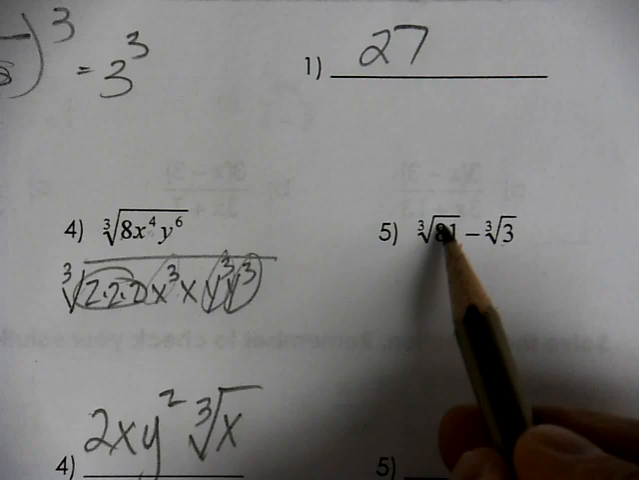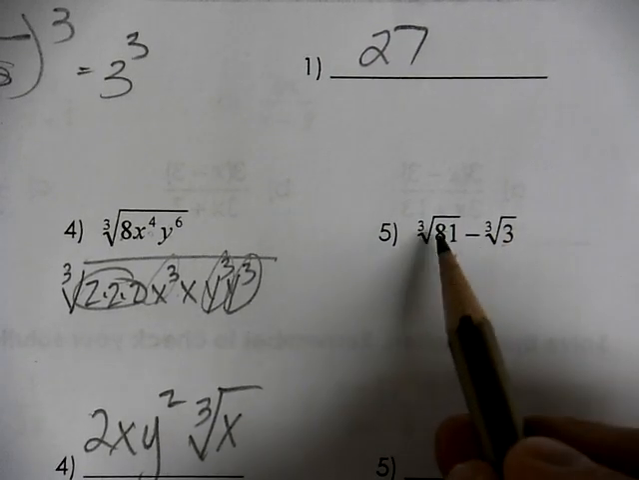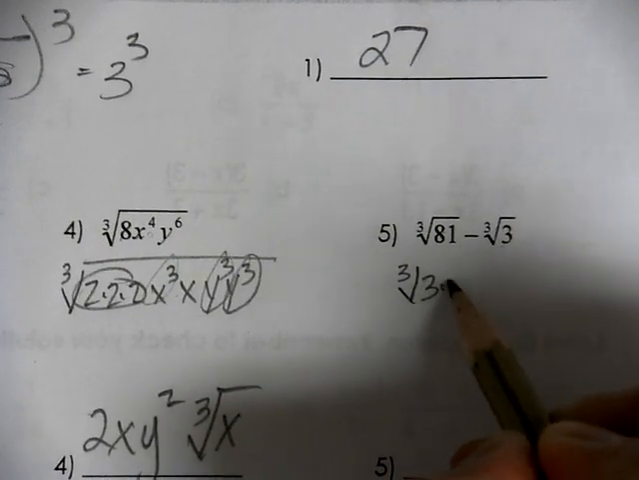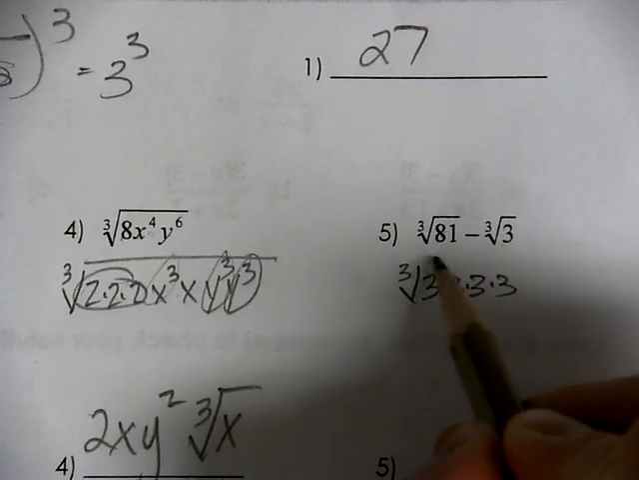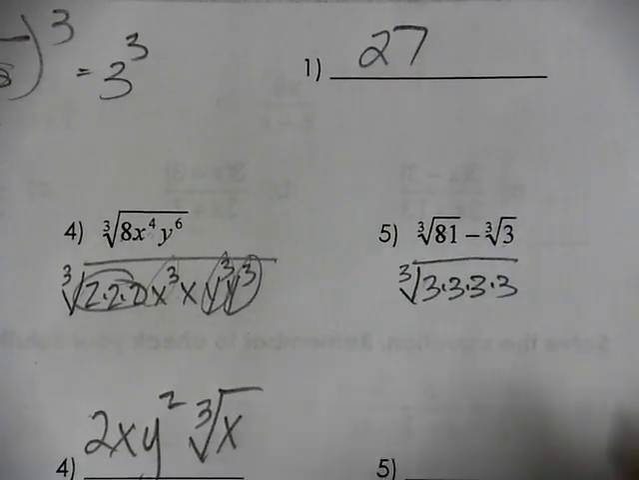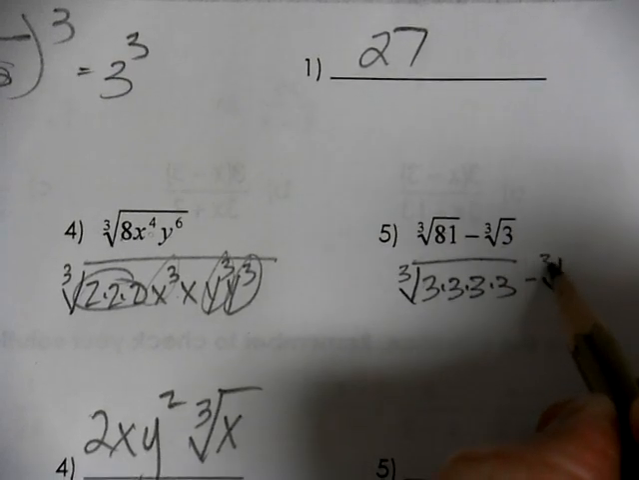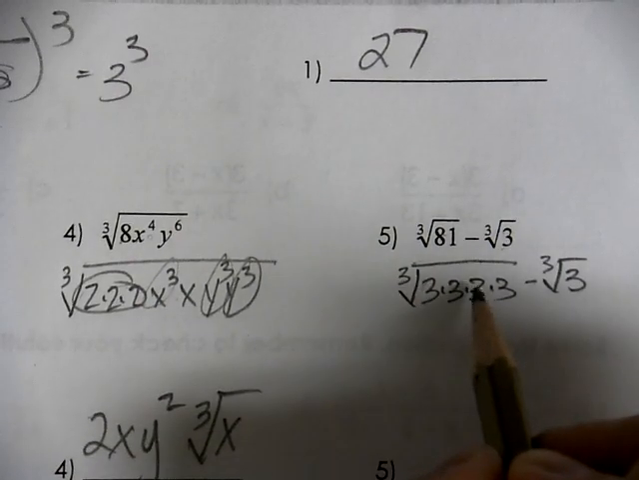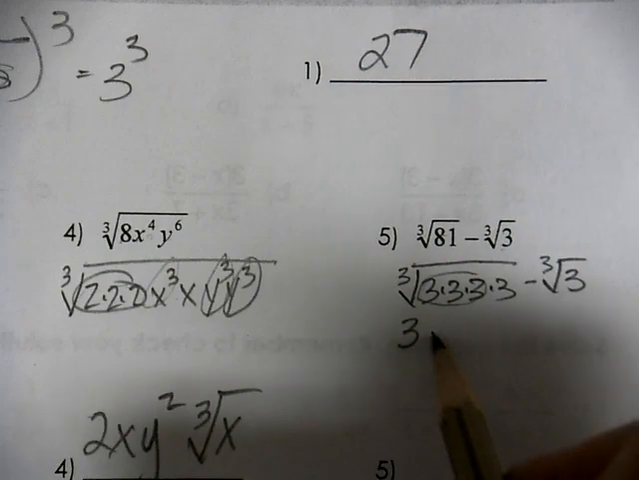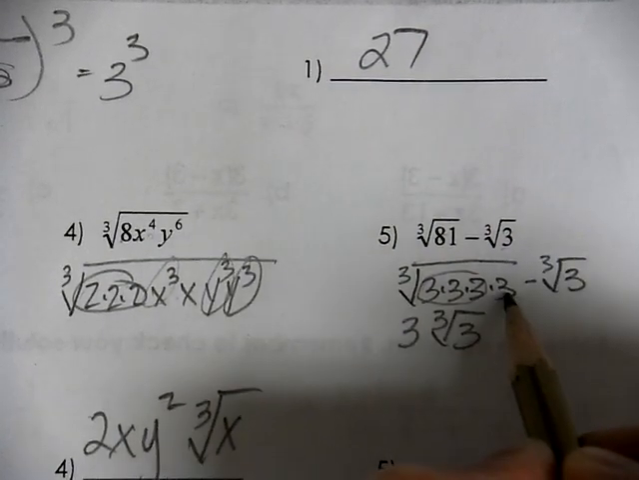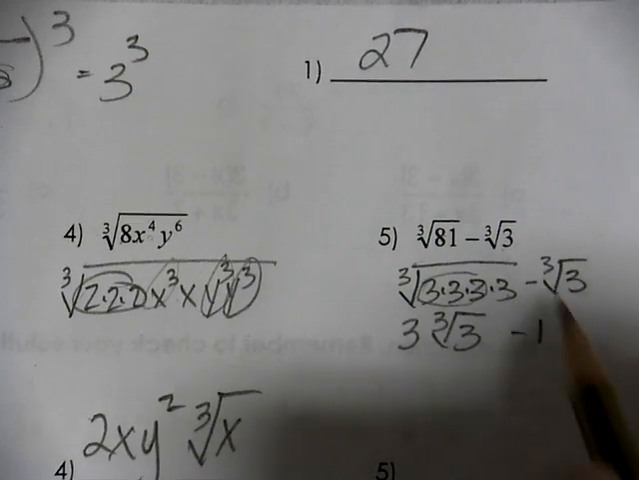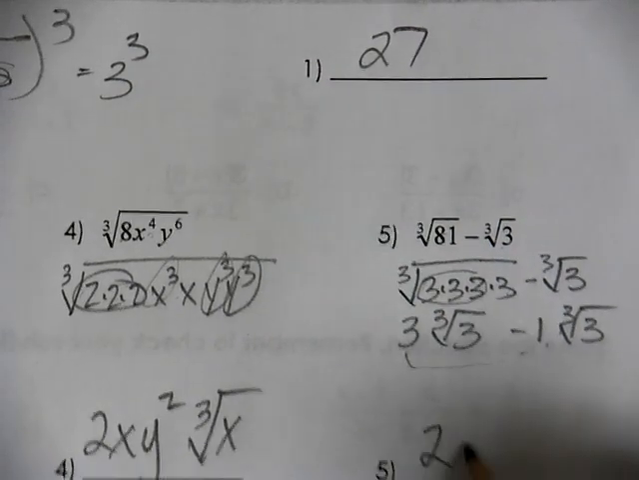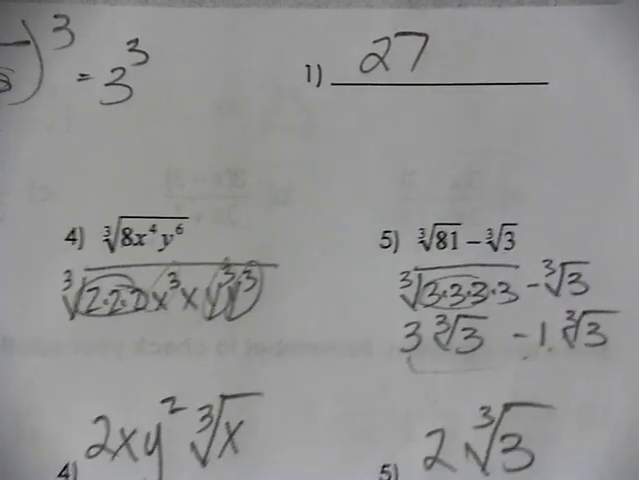To subtract, the radicals have to be identical. So the cube root of 81, we already know that 3 to the 4th power is 81. There's nothing you can do here. Can't reduce the cube root of 3. We're looking for 3 of a kind. So we're going to bring that 3 out in front. That leaves 1 of the 3's left inside. This is 1 cube root of 3. So now we have 3 minus 1, which is 2 of the cube root of 3.